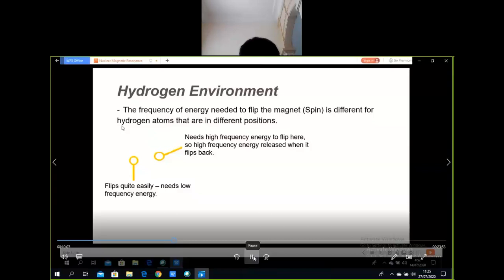This is the hydrogen. It needs high frequency energy to flip. And then over here, it needs low frequency energy. And this is called hydrogen in two different environments. This is one environment, this is the second environment. All the hydrogen in here have the same environment.